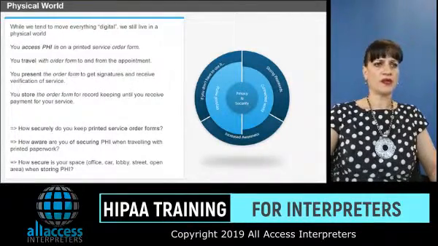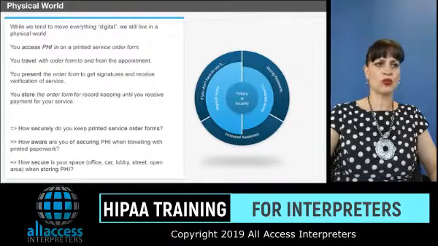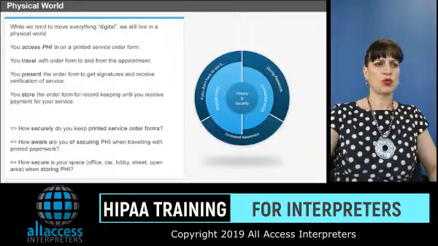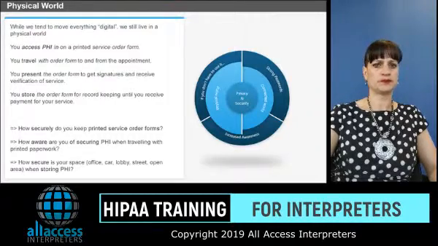So are you aware of securing PHI on your form while you're traveling? Do you have them in a folder, or do you just have them out in the open, which you should not? So you really have to think about that and be aware and take precautions in order to really keep all of that information private.